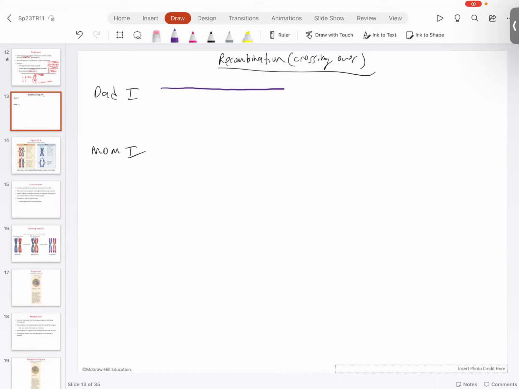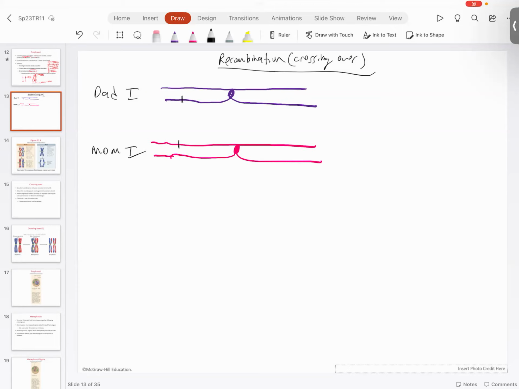Now, dad 1, here's your chromosome. So there's your one sister. There's your centromere. There's your other sister. And then mom 1, here's one sister. Here's your centromere. Here's the other sister. Now, what I'm going to do is start off the recombination event. It always starts off by a double strand break, right about here.